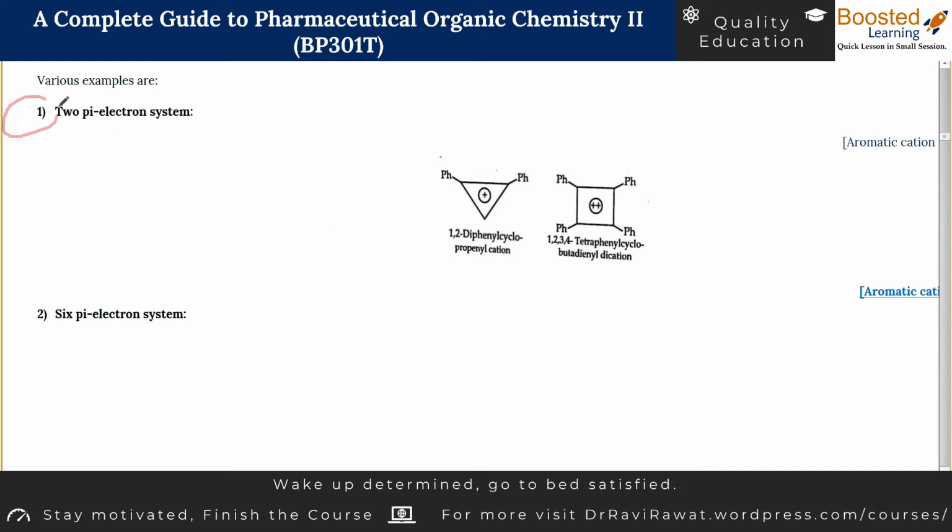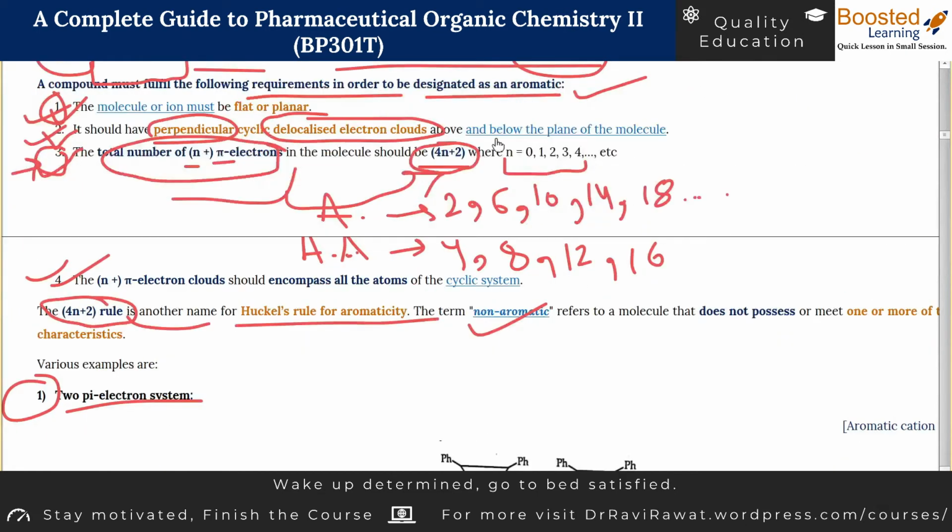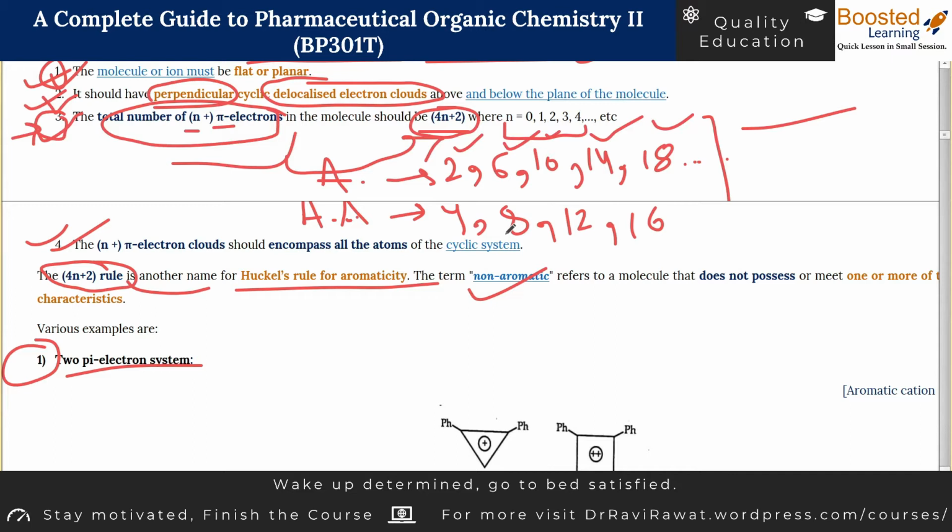We are going to cover the first case in which there are going to be 2 pi electrons in the system. I want you to recall these two series of numbers. The aromatic molecules can have an electron count of 2, 6, 10, 14 and 18. This was the series for aromatic molecules. On the other hand, there was another series of 4, 8, 12 and 16, and this is for anti-aromatic molecules.